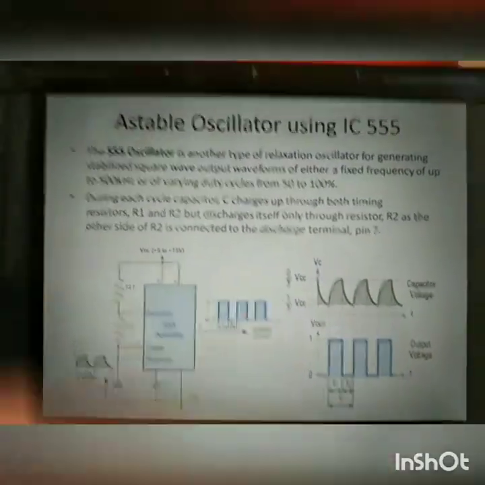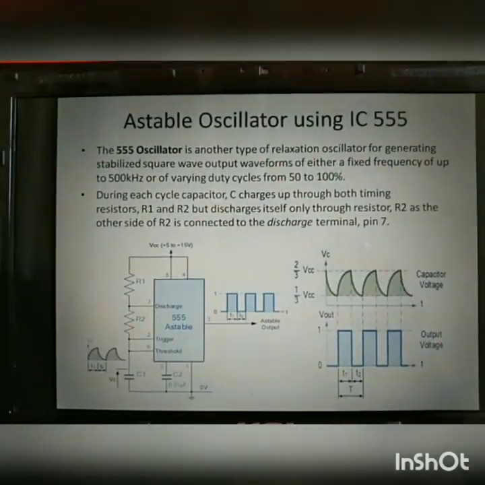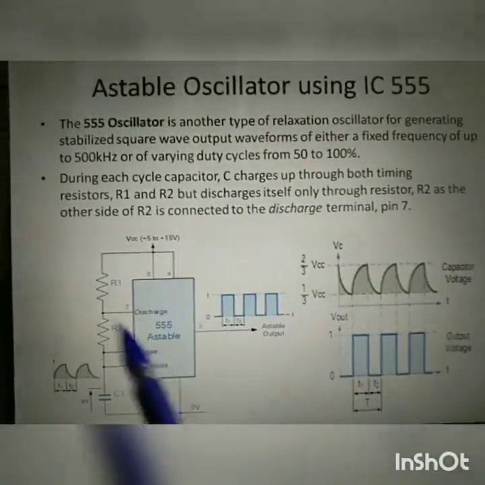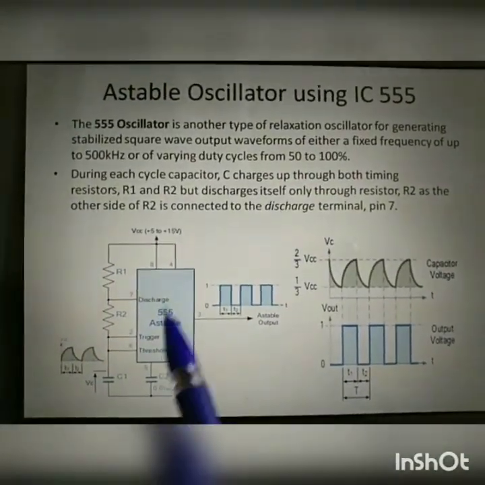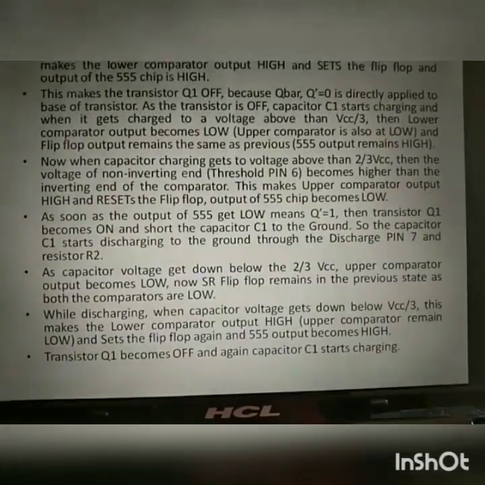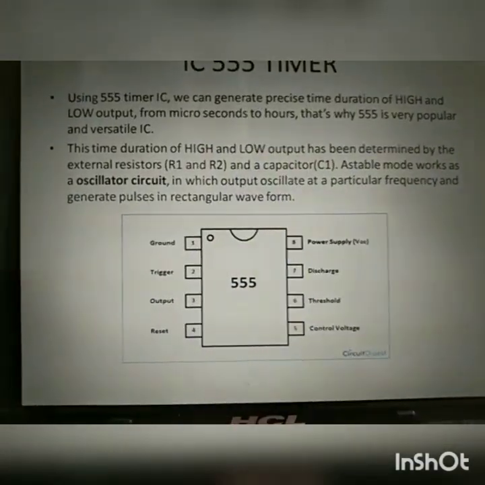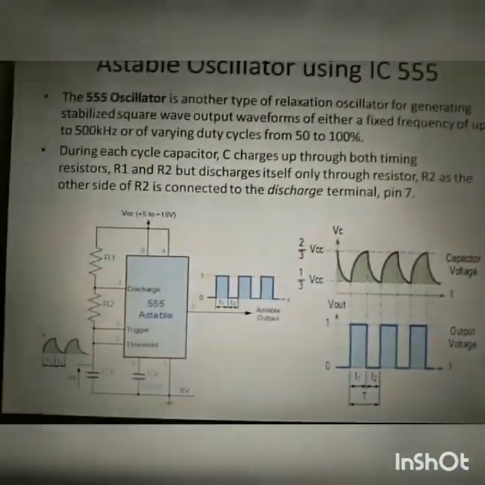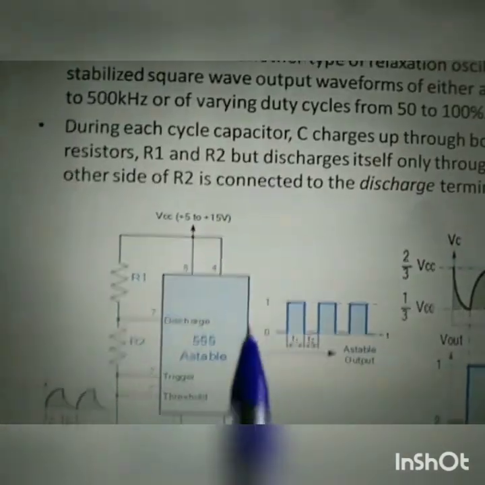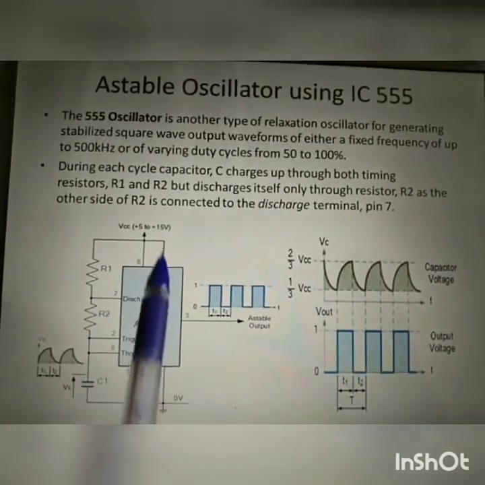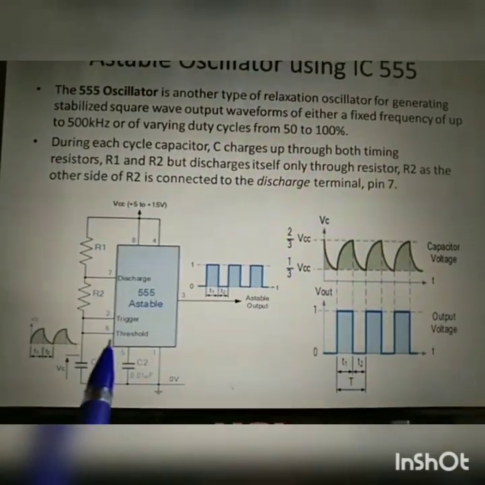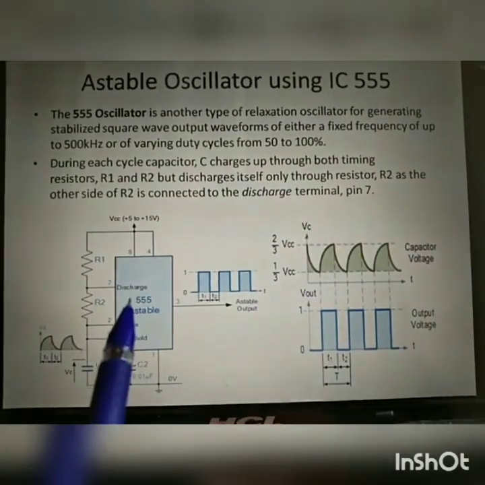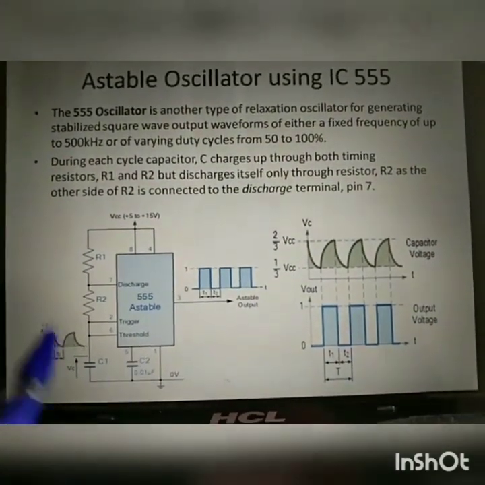Next is the main circuit diagram of the astable oscillator using the IC. This is the astable oscillator circuit diagram. All 8 pins are used here: pin number 4, pin 8, 7, 2, 6. Pin number 7 is the discharge, with the trigger and threshold voltage.